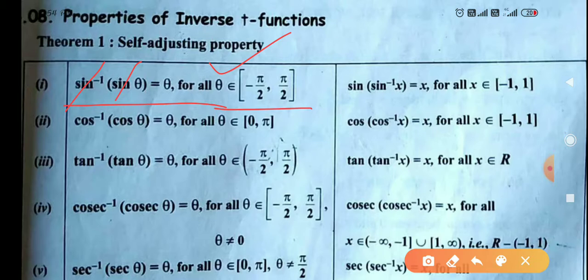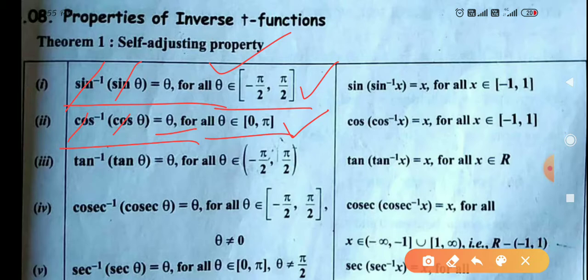Theta will remain. In the same way, cos inverse cos theta equals theta if theta belongs to 0 to pi. One more thing here, you pay attention students, they will cancel and theta will remain if theta lies within a particular range. Here it is 0 to pi, and here it is minus pi by 2 to plus pi by 2. These, as I told you in the last video, are particular ranges of inverse trigonometric functions, and they are called principal ranges. If theta lies in the principal range, then you can apply the self-adjusting property directly. Otherwise, you cannot apply this property. If theta does not lie in this interval, you cannot apply the self-adjusting property directly.